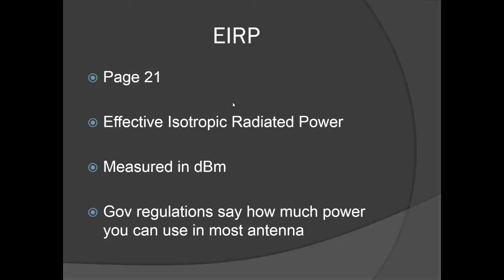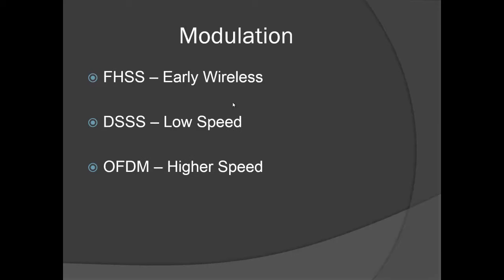All right, so modulation. Remember, modulation is adding data to the carrier signal, and there are 3 different ways to do this. FHSS was the very early wireless, and we don't use it anymore. So really, there are only 2 forms that we use nowadays. We use DSSS and OFDM. Now, I'm not going to explain them both because I'll flub it up. It's better if you just read the book.